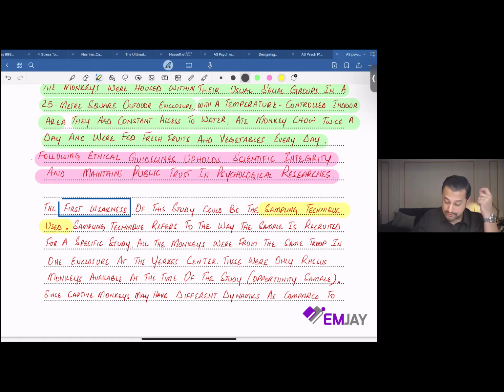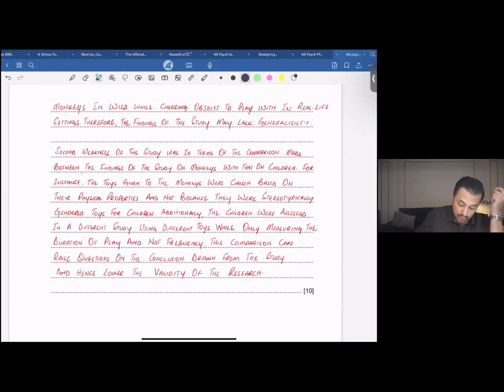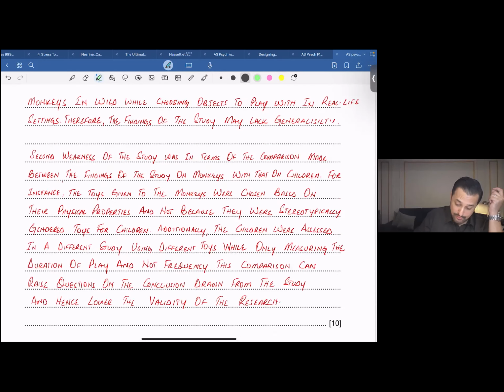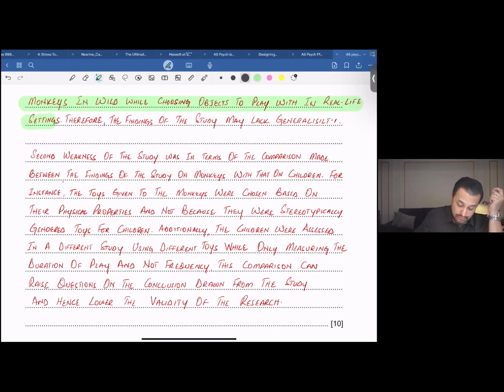Now, sampling technique refers to the way the sample is recruited for a specific study. Now, how is it that this is a weakness? Let's see this. All the monkeys were from the same troop in one enclosure at the Yerkes Center. There were only rhesus monkeys available at the time of the study, and hence this makes it an opportunity sample, the way the sample was recruited. Since captive monkeys may have different dynamics as compared to monkeys in the wild while choosing objects to play with in real life settings, therefore, the findings of the study may lack generalizability.